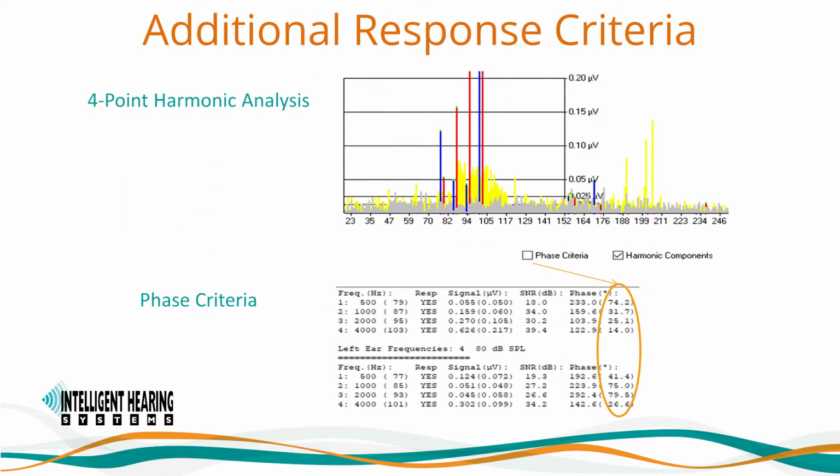Additional response criteria can be activated by the user in the SmartEP-ASSR analysis screen. These options are the 4-point harmonic components and the phase criteria. Activating the harmonic analysis box will enable the display and evaluation of the harmonic components. It will expand the display of the FFT graph to include higher frequency components past the standard 152 Hz. This option increases the chances of obtaining responses by adding bins of interest where a response can be present and replicating. Activating this option can certainly speed up response detection.